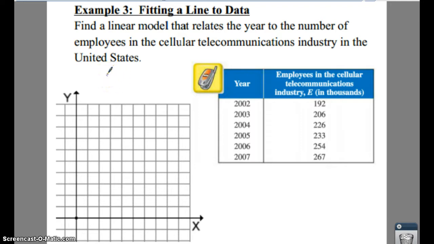So let's go ahead and look at example 3 here. We need to find a linear model that relates the year to the number of employees in the telecommunications industry. If we graph number 3, we're going to use these same points. This is actually the same graph from example 2. So we're going to start at 2001, 2002, 2003, 2004, 2005, 2006. Feel free to pause and plot your dots here if you like.